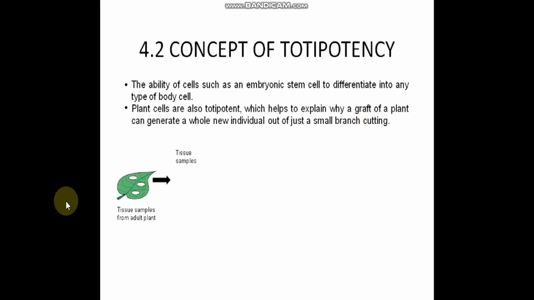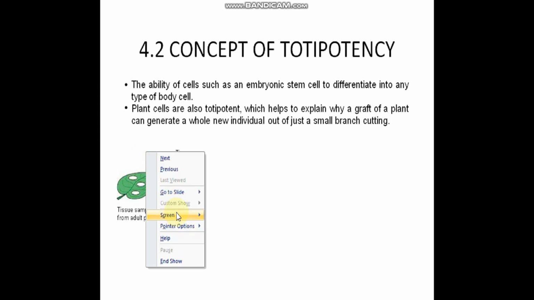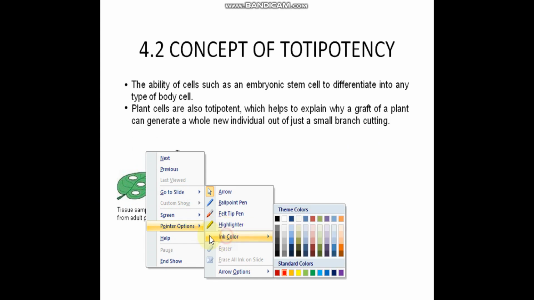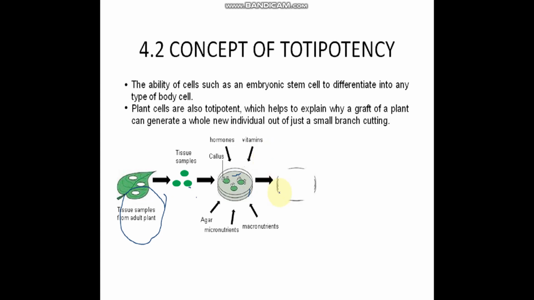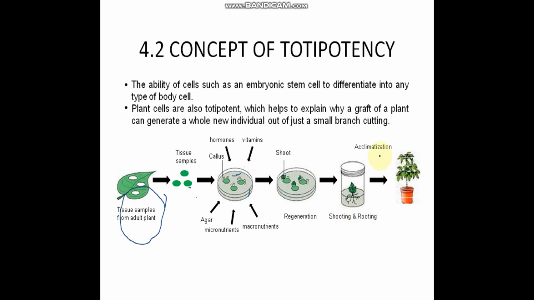For example, if you start with tissue samples from an adult plant, and you grow the pieces on the media, they become callus. You put hormones in the media, and vitamins and micronutrients, and eventually it will grow shoots and roots. They acclimatize, or harden off, and eventually it will become a bigger tree.